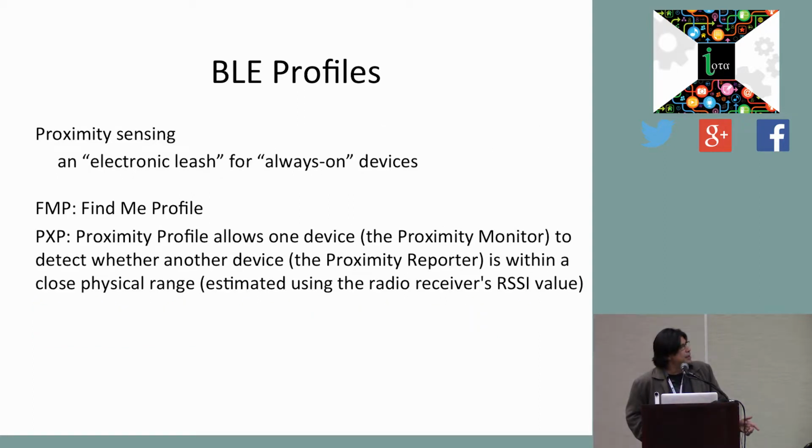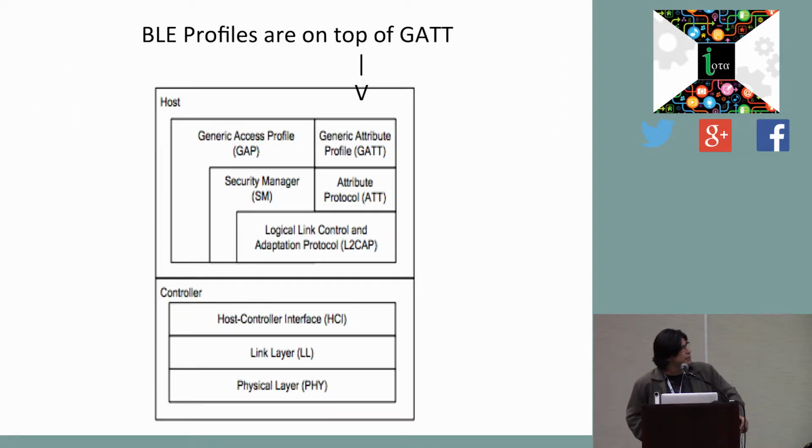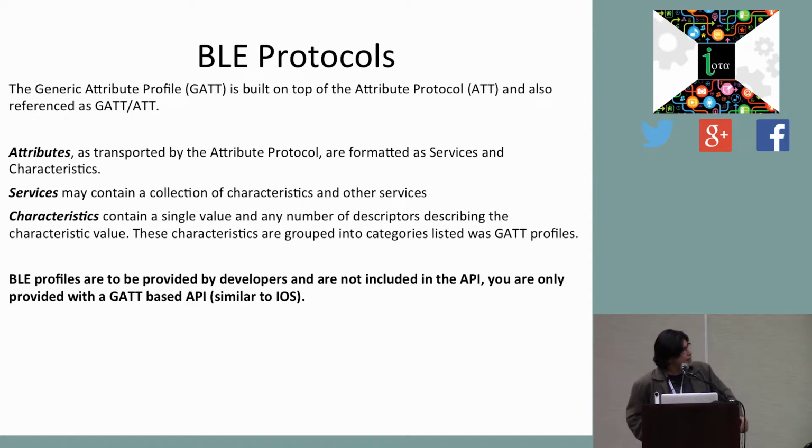So here are some sample use cases and profiles. Proximity sensing, that's a big area, a lot of devices there. That uses the Find Me profile and the proximity profile. I talk a lot about the crowdsourced startups. Speaking of Find Me, like Stick-N-Find, raised almost $1 million on Kickstarter. So this essentially is the stack, and the profiles are on top of the generic attribute profile there. Again, I'm kind of zooming through a lot of this.